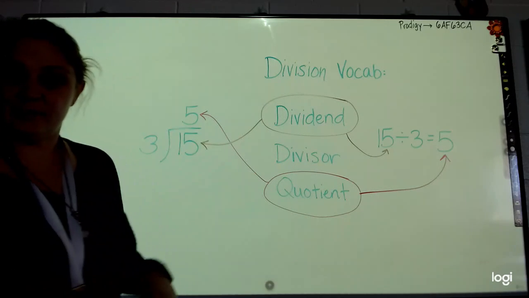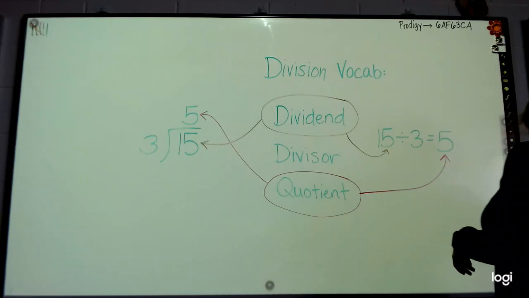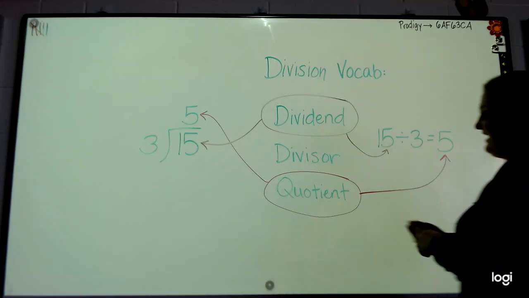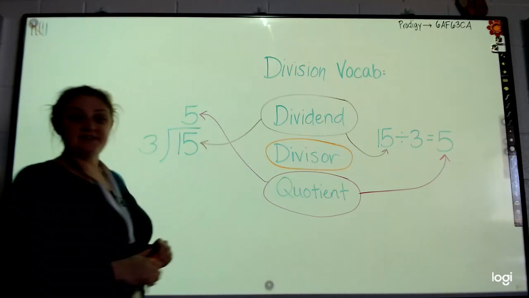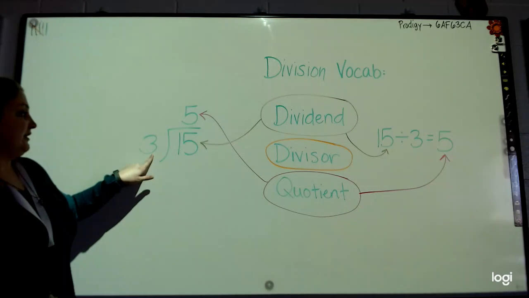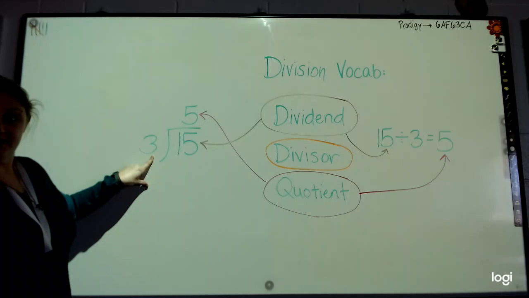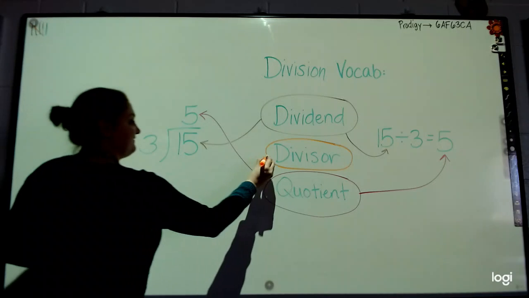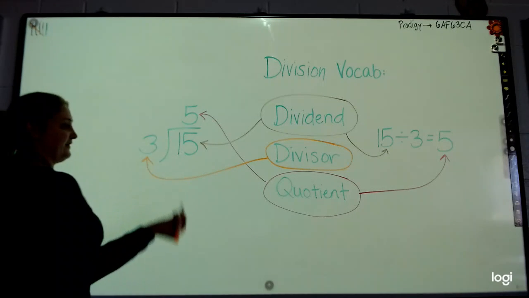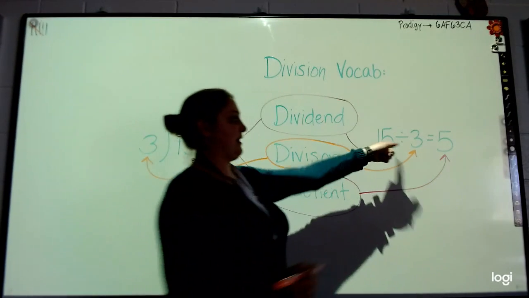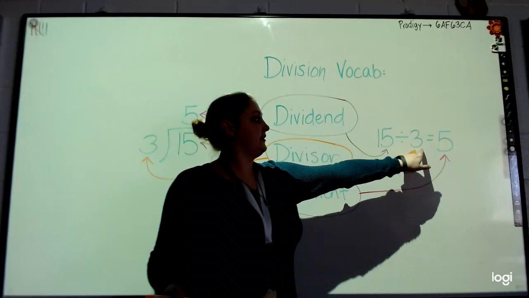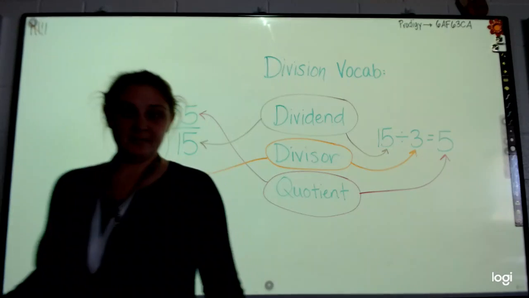And that leaves us with our divisor. All right, our divisor is the number of groups that we are trying to create, okay? So the divisor is this number on the outside over here, or on this type of a problem, it's the number that you are dividing from your total.